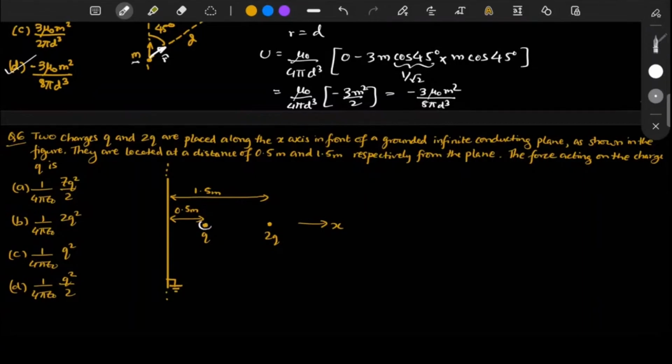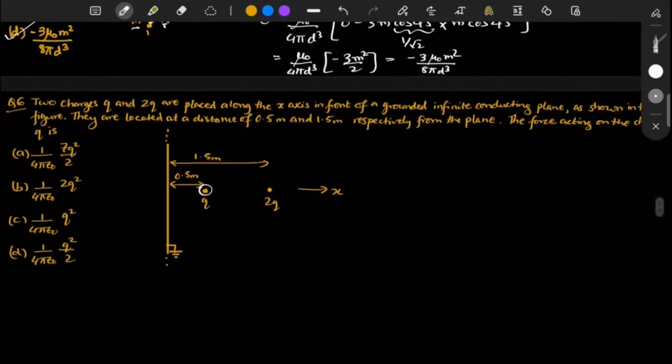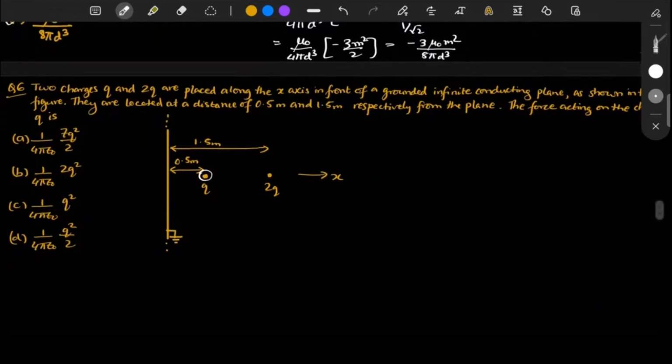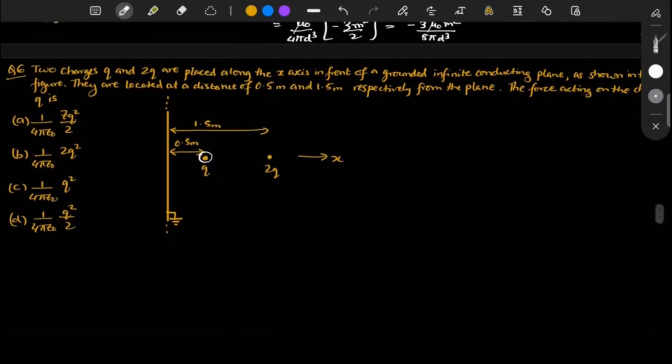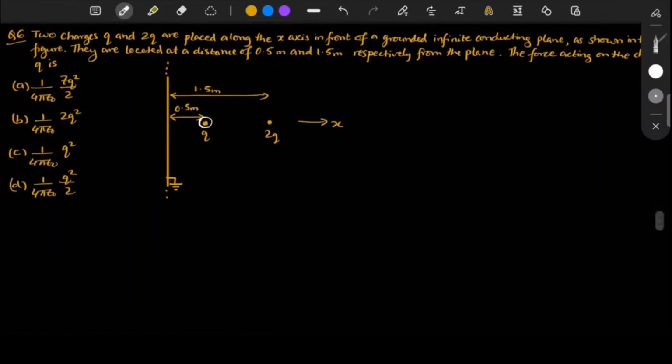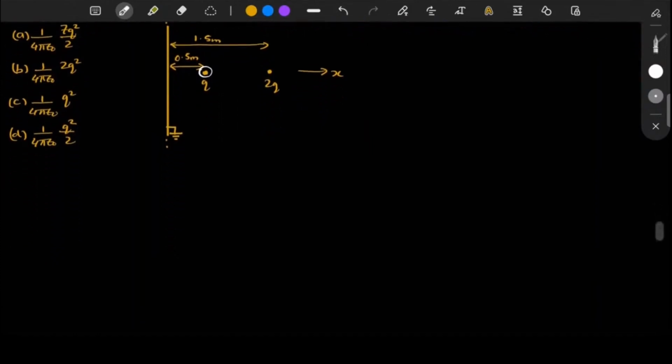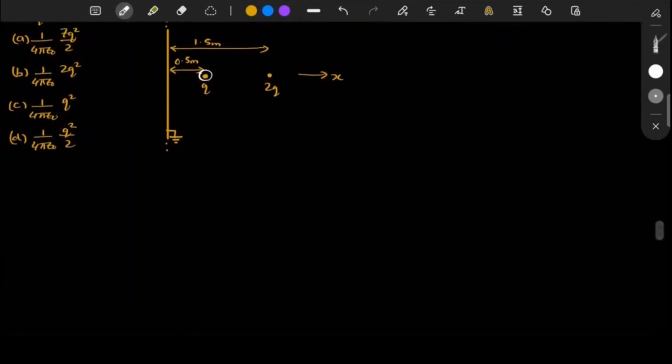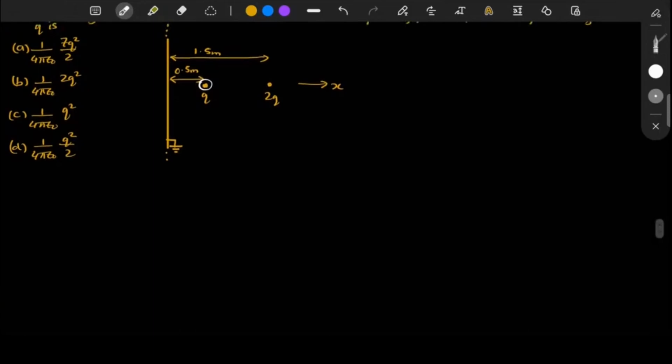So this is the charge Q placed over here. And this Q is 0.5 meters from the infinite grounded plane. So this is the infinite plane which is grounded. And then 2Q is placed 1.5 meters from the infinite grounded plane. And this horizontal direction right here is the x-axis that we have. And we need to find out the force on the charge Q. Now, this question we can solve by the method of image charges.